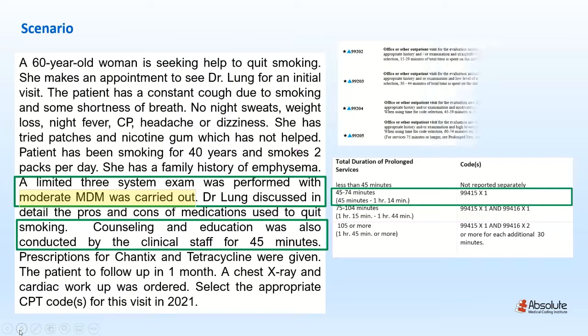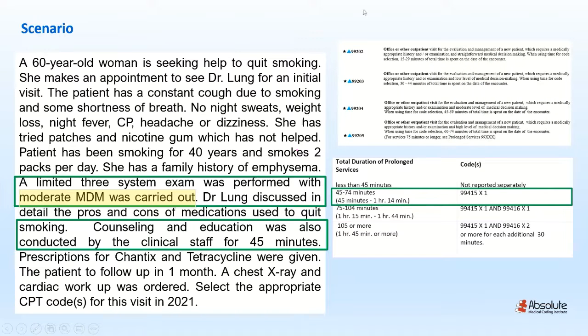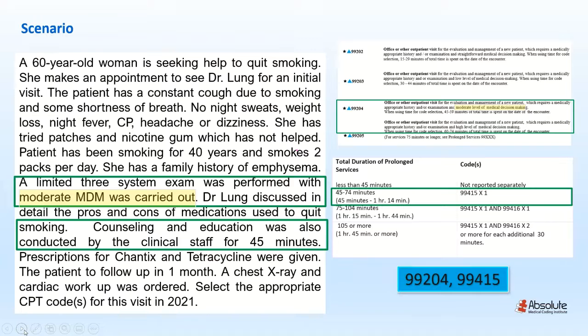Okay, and we also are going to have to report the office visit. So which office visit code do you think we're going to use here? We know that this is an initial patient, so we're referring to our new patient office visit codes. And it was determined that there was a medically appropriate history and exam, and we're looking for a moderate MDM. So the moderate MDM is going to fall under code 99204 right there. Okay. So it looks like we're going to use 99204 and 99415 to indicate that 45 minutes of time spent by the clinical staff with the patient. And that's our final answer.